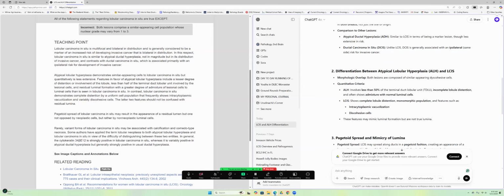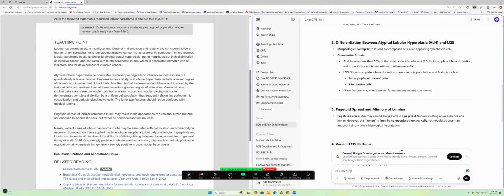Then the quantitative criteria: ALH involves less than 50% of the terminal ductal lobular units, with incomplete lobular distension, and often shows admixture with normal luminal cells. LCIS shows complete lobular distension, with a monotonous population of discohesive cells.